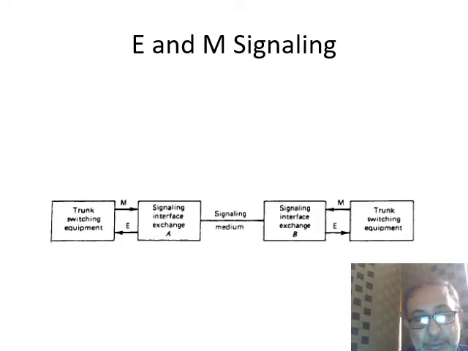This is the trunking switch equipment, and this is the signaling interface exchange, and both of these have an M link and an E link. On the other side, here again we have an M link and an E link, and both of these are connected through some signaling medium. Let me remind you that we are talking about the oldest systems, the electromechanical exchanges.